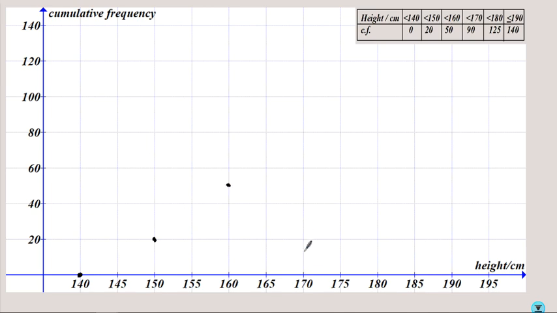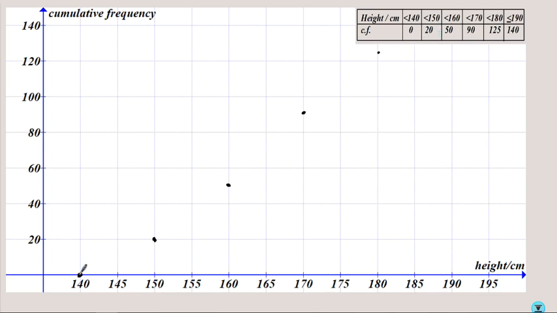170 and 90, 180, 125, and a point underneath this table. So those are the points, but we really don't know how to connect them, because we don't know how the 20 people here are distributed in the interval.